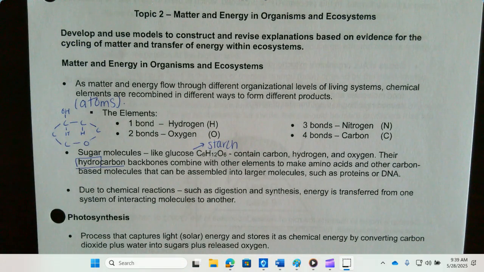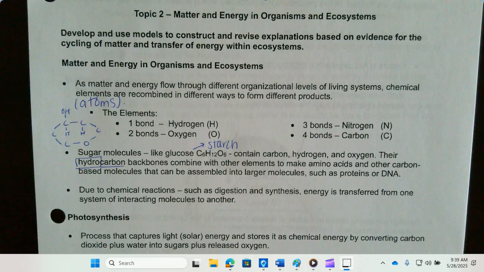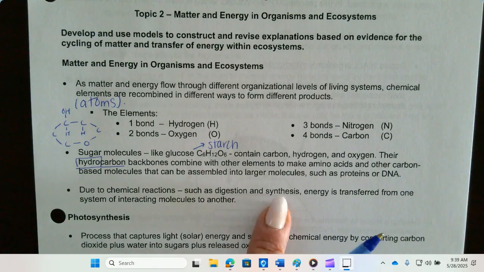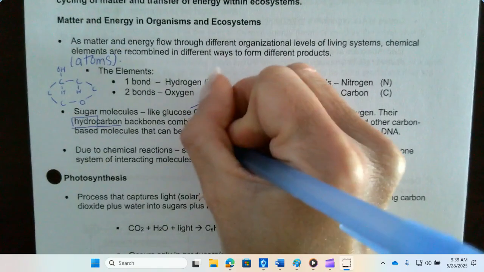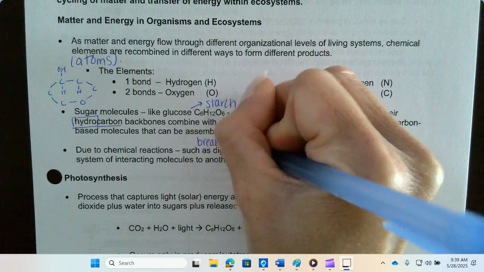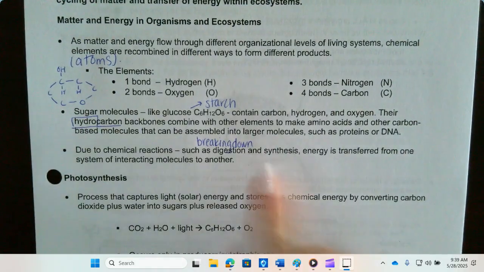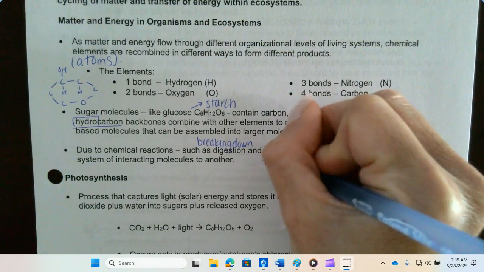Due to chemical reactions such as digestion and synthesis, energy is transferred from one system of interacting molecules to another. Let's define these two words. Digestion is referring to breaking down, and then synthesis is referring to produce, to build, to make.